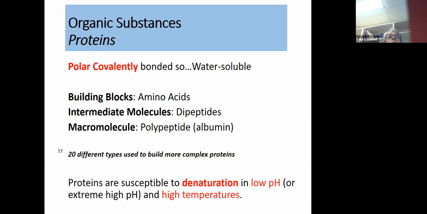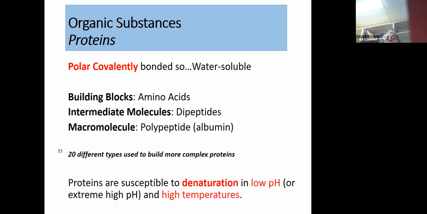All right, then we move on to proteins. Proteins are a little more complicated. They have a little more extra stuff to kind of know about. It is the most complicated, I would say, and sophisticated organic family in the body. Well, first of all, proteins are polar covalently bonded as well. No shocker there, because water is polar covalently bonded.